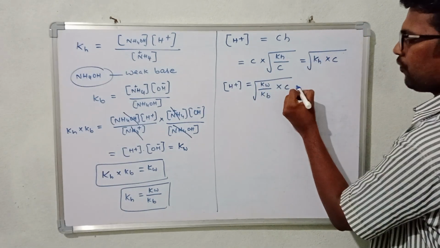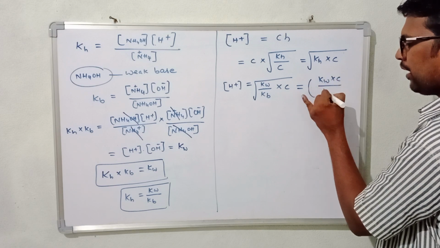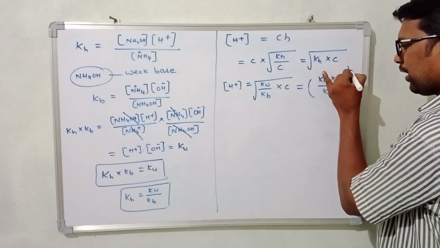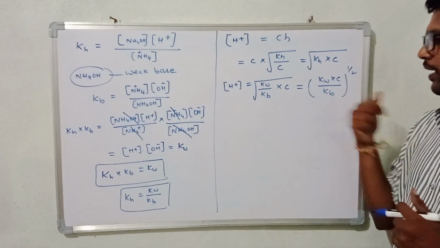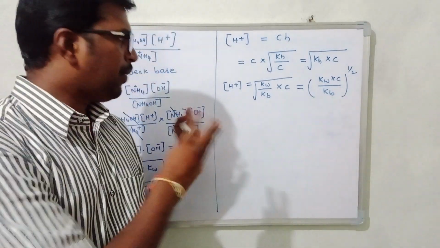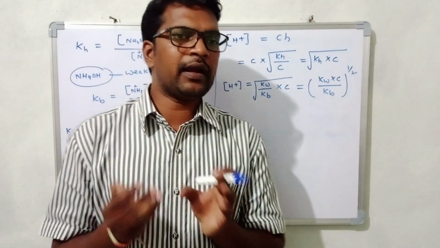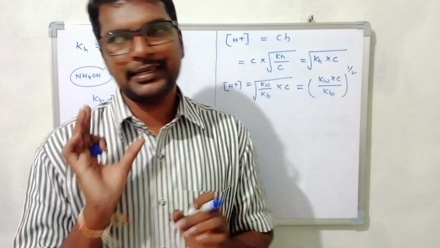Okay, so in place of root I write it like this, Kw into C by Kb, with the power of one half. Root means nothing but power of. That is H plus. So here we take this H plus for finding pH value. Here you want to find the formula for calculating the pH of a salt of strong acid and weak base.